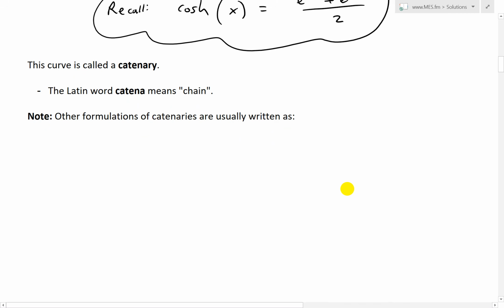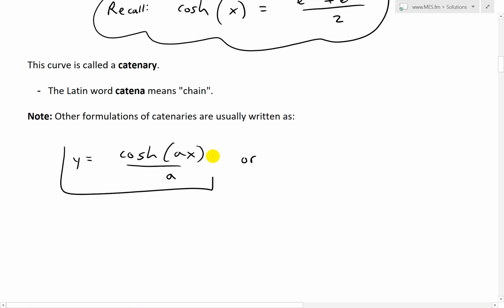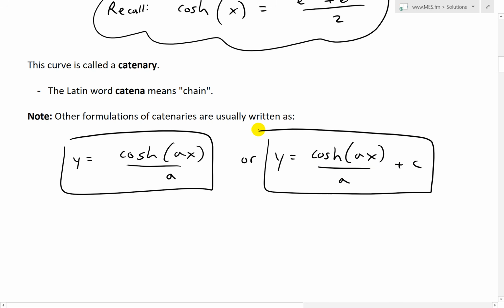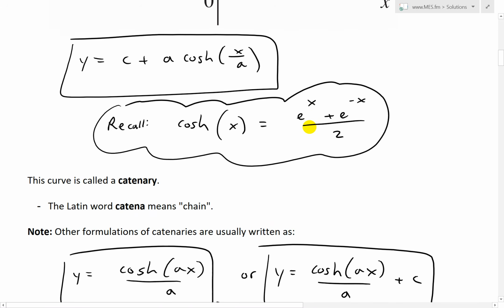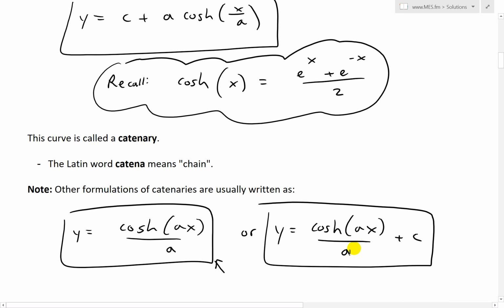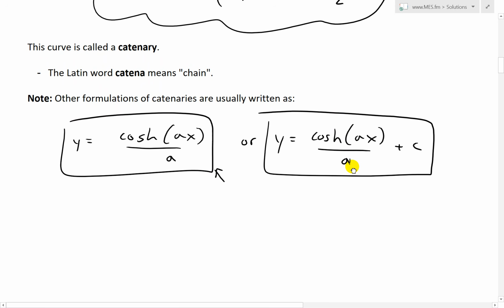Also note, other formulations of catenaries are usually written as y equals hyperbolic cosine of ax over a, or y equals hyperbolic cosine of ax over a, plus another constant c. But I believe this one is the more common one, like here. These are pretty much the same. All that changes is you'll have varying values for these constants a and or c.